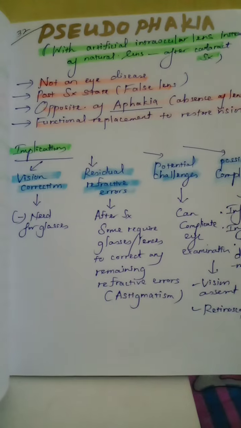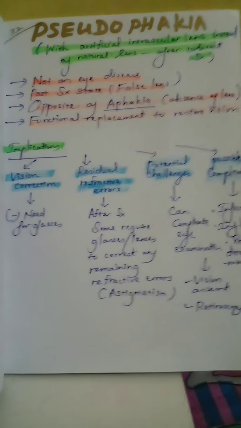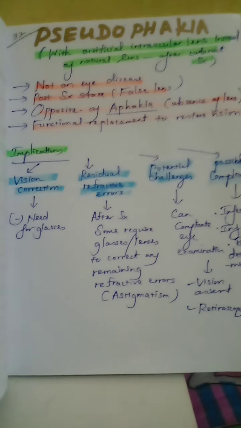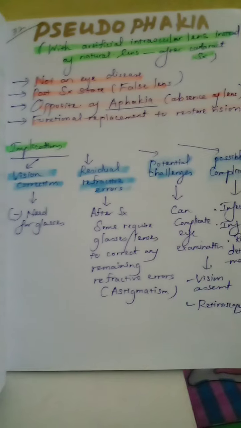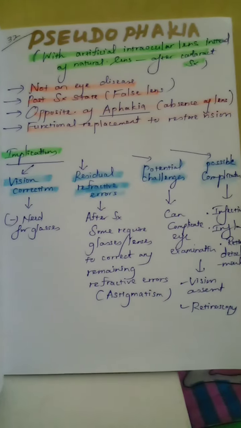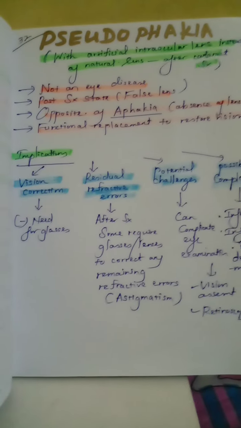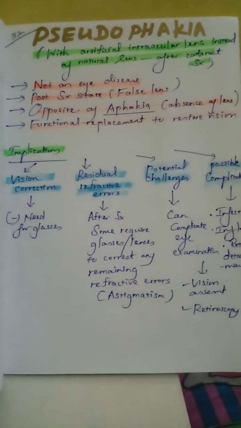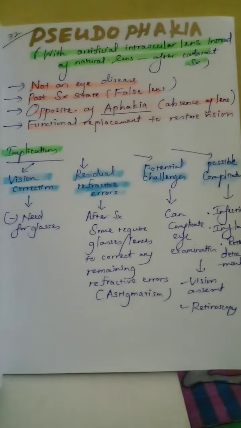But the problem is, this condition happens after replacing the natural lens with an artificial lens, and the replaced lens causes this. So it's not an eye disease, it's a post-surgical state where the lens was not an appropriate lens, which has been inserted into the patients, and due to that, this particular condition arises.